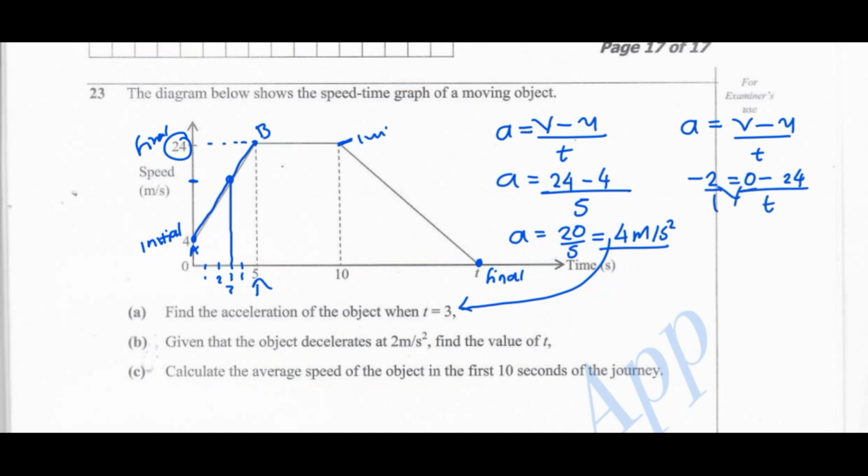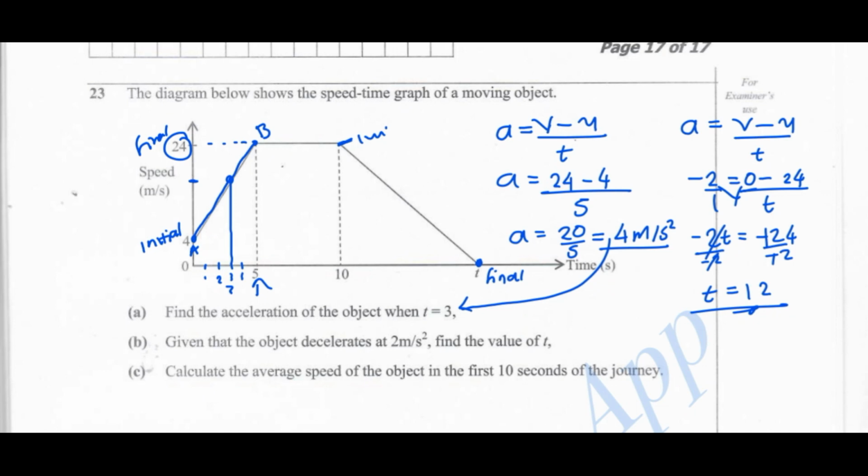We cross multiply. Negative 2 times t is negative 2t. Then here we have negative 24, so over negative 2, also here over negative 2. So t is equal to 12. So that is the final answer.